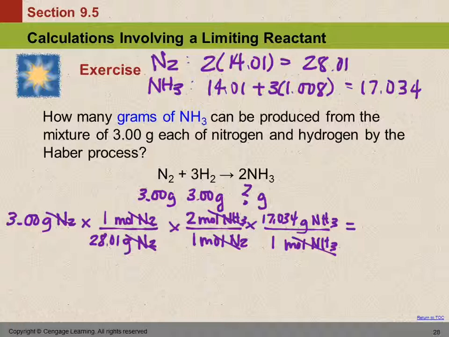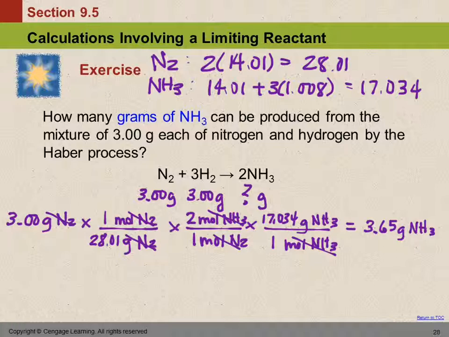Now we get out our calculators. 3 times 1 divided by 28.01 times 2 divided by 1 times 17.034 divided by 1 equals. Our initial number of 3.00 had 3 significant figures, and so I'm going to write this, which is a potential final answer, with 3 significant figures. The calculator is saying 3.6488397. I'm going to round that to 3.65. If we use up all the nitrogen, we can make 3.65 grams of ammonia.